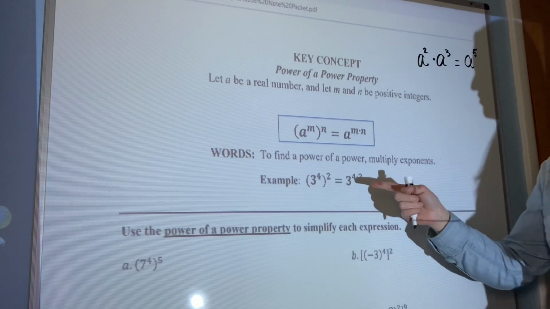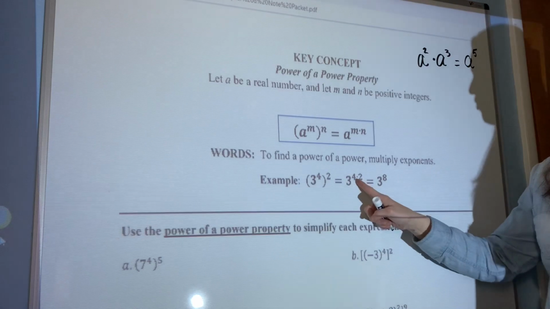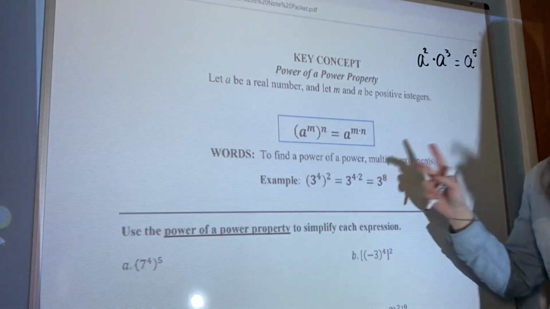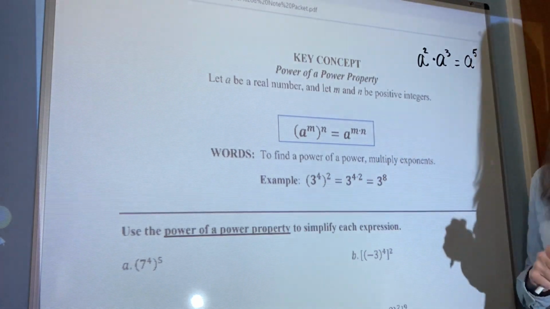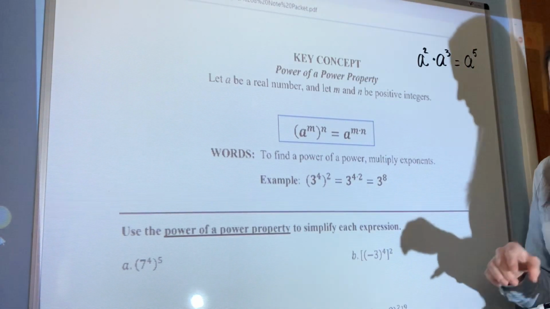Here's a great example with numbers. 3 to the fourth power, taken to the second power. You just multiply those two numbers. This is just showing you the work portion of it, where it's 3 to the 8th. All right, let's take a look at some examples we have here.